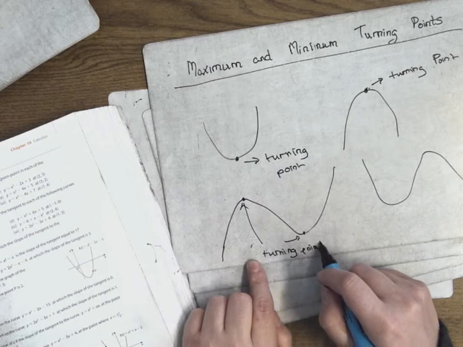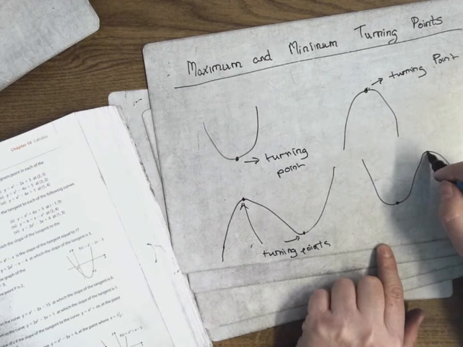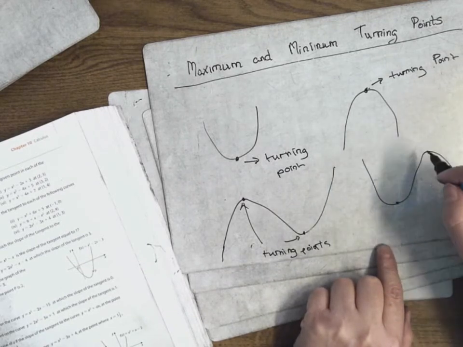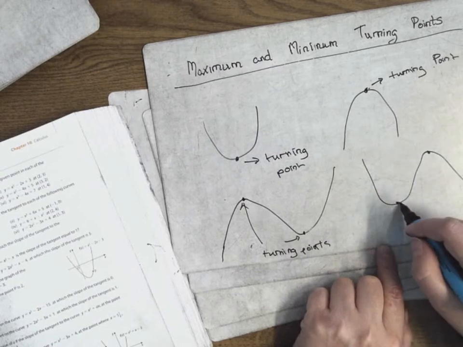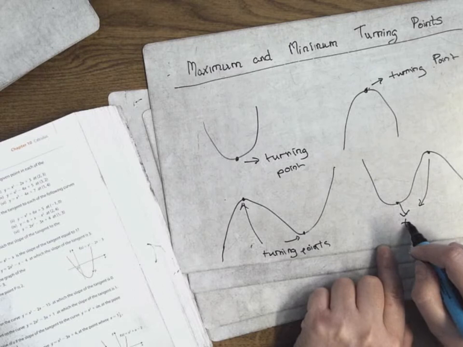And this one here has also 2 turning points. There's one here, and there's one here. It's coming down, it turns to go back up. It's going up, it turns to come back down. So these are called turning points. So that's what a turning point is.